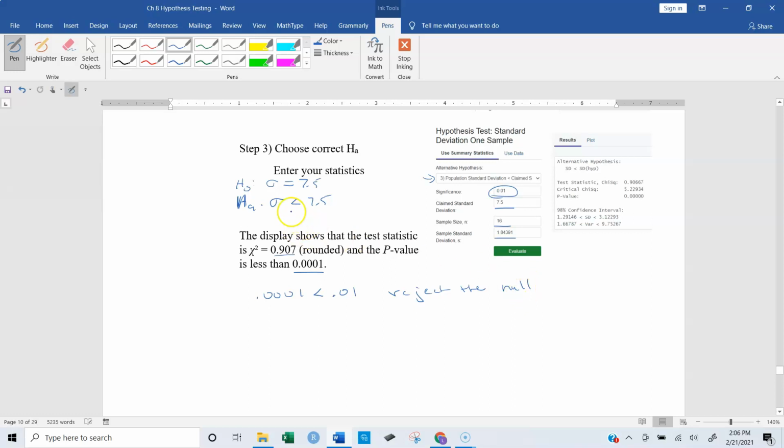Since we're rejecting the null, that means our alternative is true. So we have sufficient evidence to support that supermodels' heights vary less than the normal population of 7.5. All right, let's see if we can write this all out formally now.